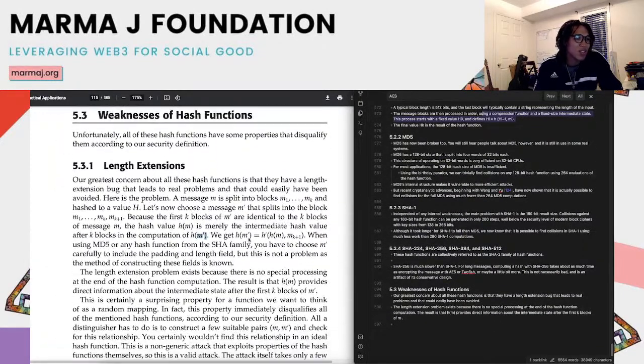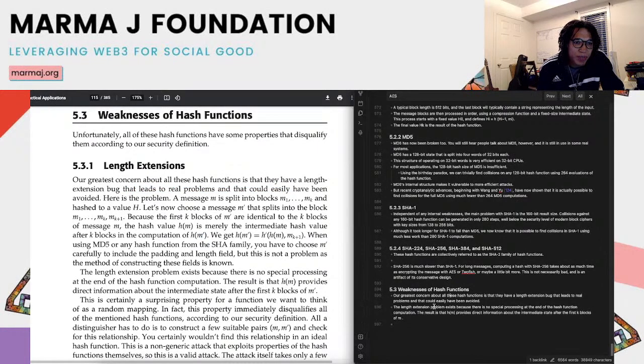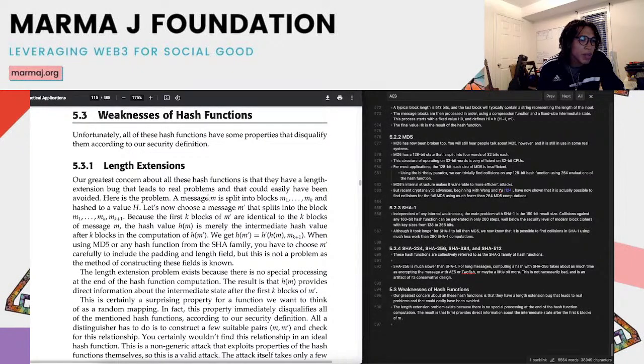So the length extension. So greatest concern, length extension bug. So basically, message M is split into blocks, M1 to Mk all the way to the length of the key, I guess, and hashed into a value H.